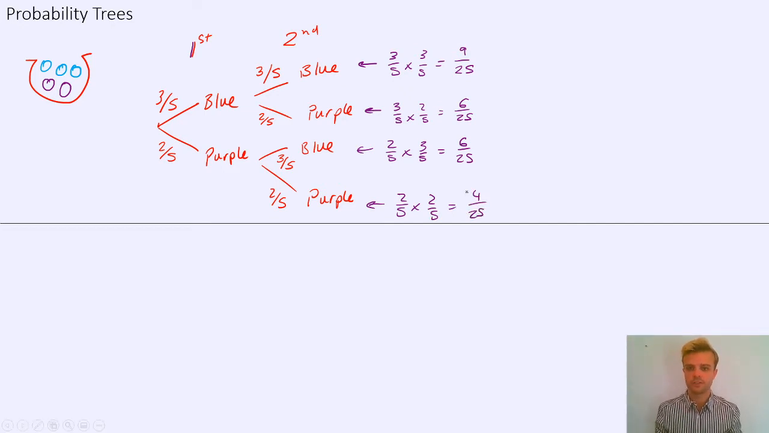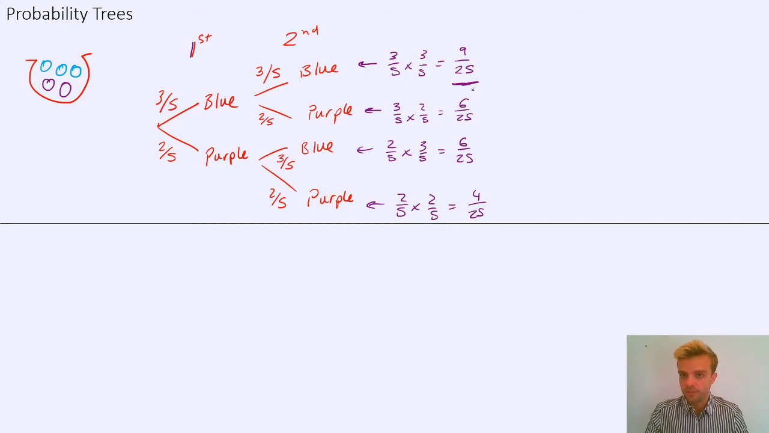So if I asked you a question like, I have a bag set out like that one with 3 blue balls and 2 purple balls, what's the probability that I pick a blue ball, put it back, and then pick another blue ball? And the answer would be 9/25.